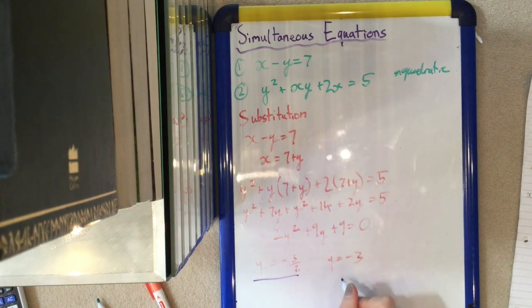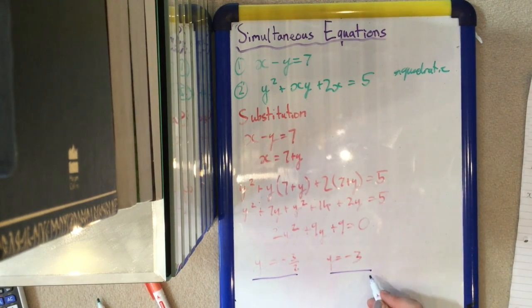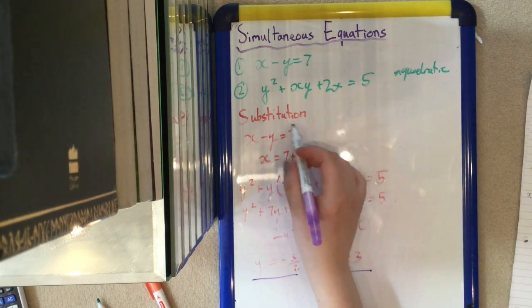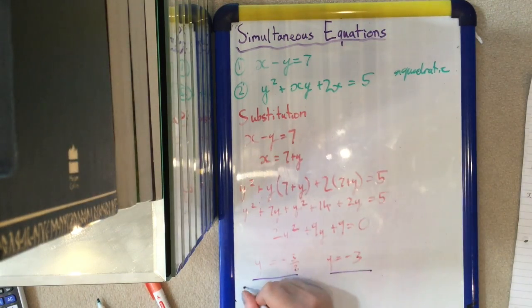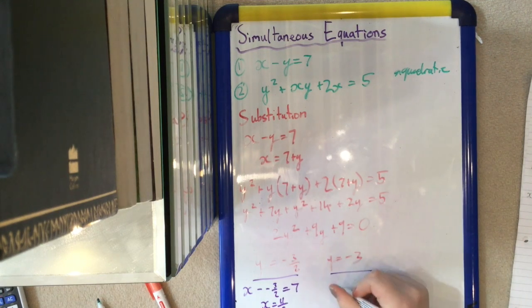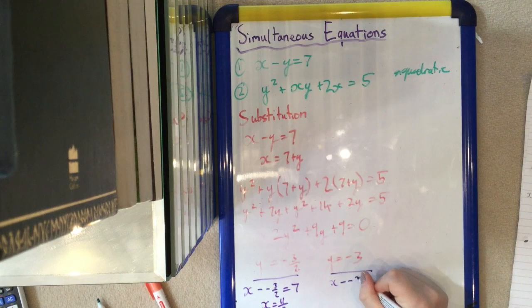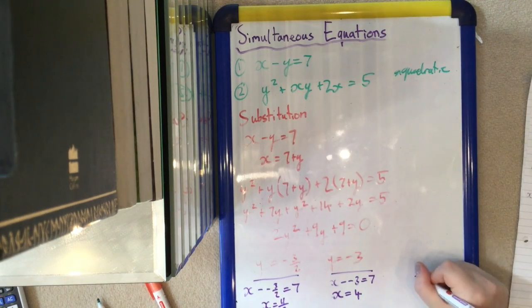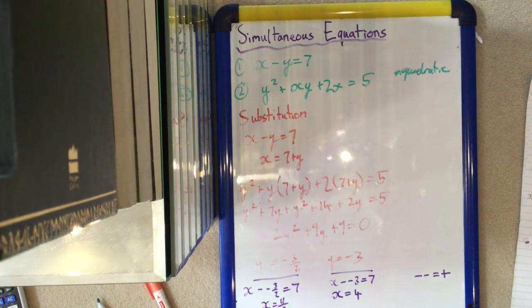Now these are two values of y, and each of these y values will pair with an x value, so I will end up with two pairs of solutions to these two equations. In this case, using the linear equation again, x minus 3 over 2 equals 7, which gets me x equals 11 over 2, and x minus 3 equals 7, so x equals 4. Remember, minus minus equals plus.